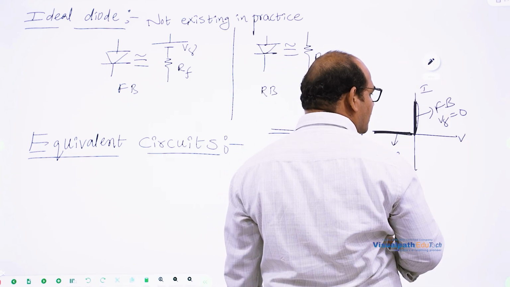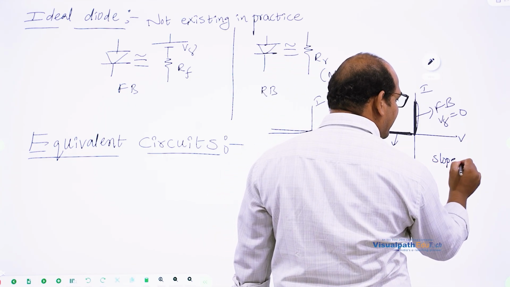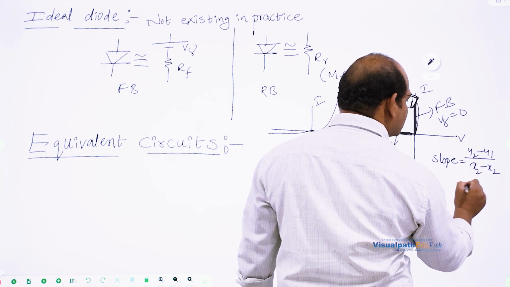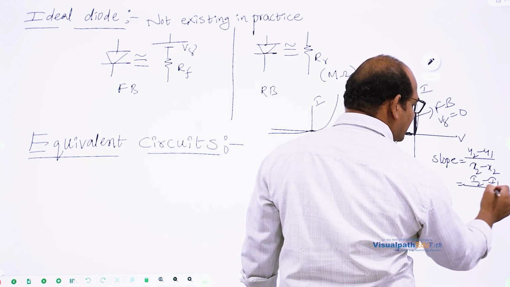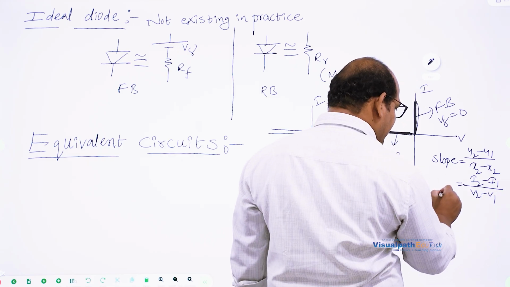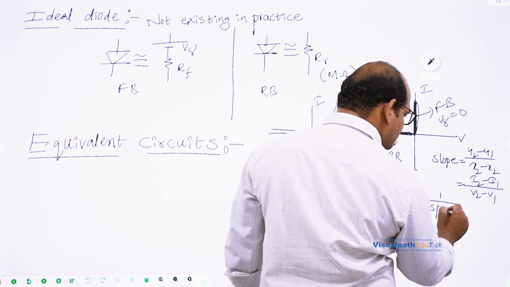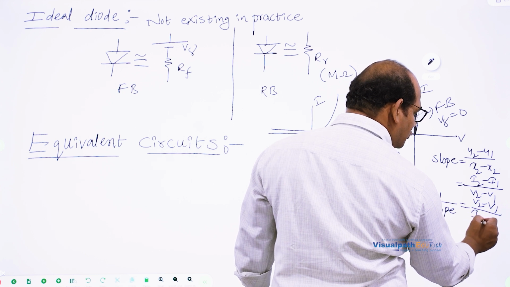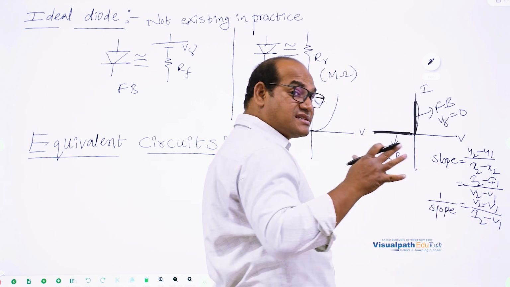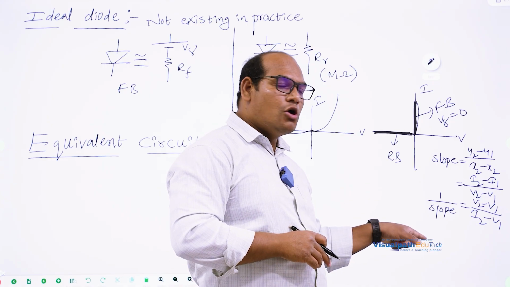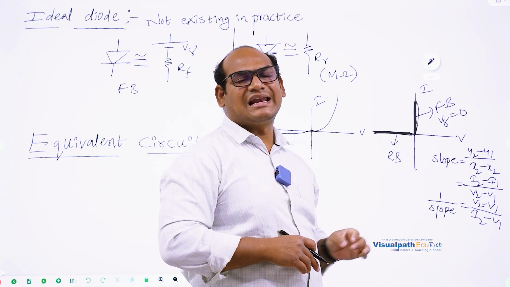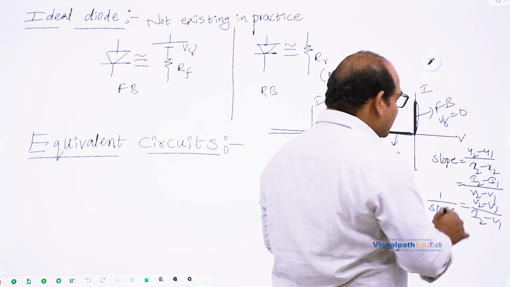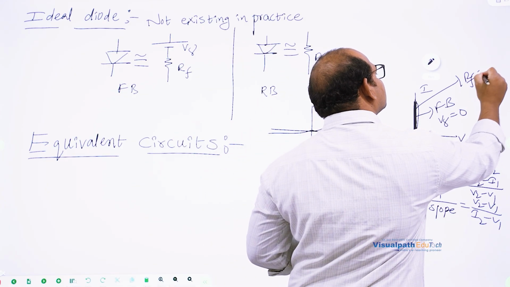If you calculate the slope, what will you get? Slope is equal to y2 minus y1 by x2 minus x1. That means y variables are currents and x variables are voltages. So if you take the inverse of the slope, 1 by slope, you will get V2 minus V1 by I2 minus I1. It is the resistance only. So resistance can be obtained by taking the inverse of the slope. For the forward bias, it is the vertical line. Vertical line means the slope is how much? Infinity. So 1 by infinity means 0. That means for this part, you will get resistance equal to 0.